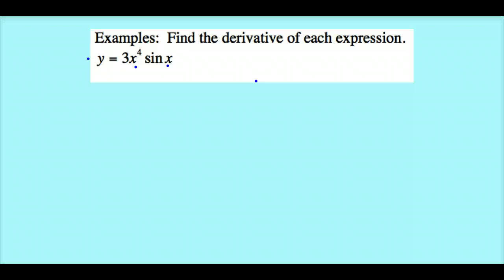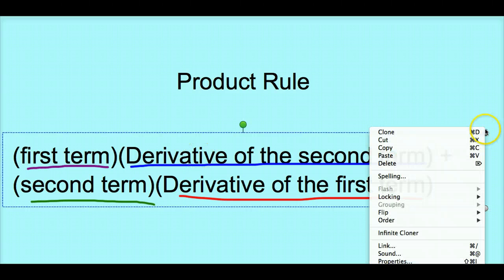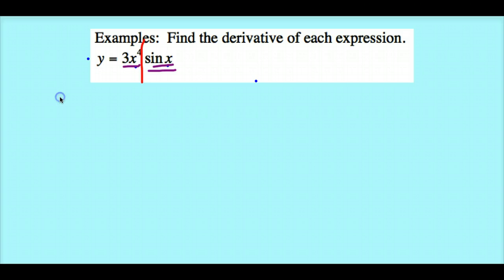So what I usually do is I underline my first term. My first term in this case is 3x to the fourth. And then I underline my second term with 2 lines. So I'm going to split this equation into 2 parts. First part is 3x to the fourth. Second part is sine x. So I am going to copy this right here, and I'm going to paste this just so we can follow the phrase.